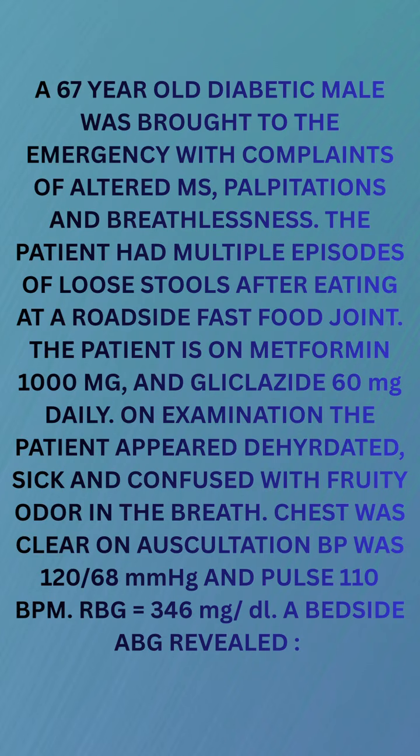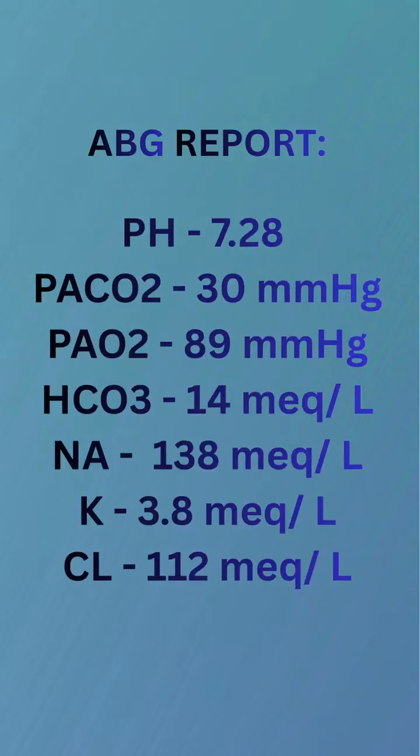Chest was clear, BP was 120 by 68, pulse 110, sugar 346, and a bedside ABG revealed the following. So pH was 7.28, PaCO2 30, bicarbonate 14, sodium 138, and chloride 112. Please calculate the anion gap in this case.